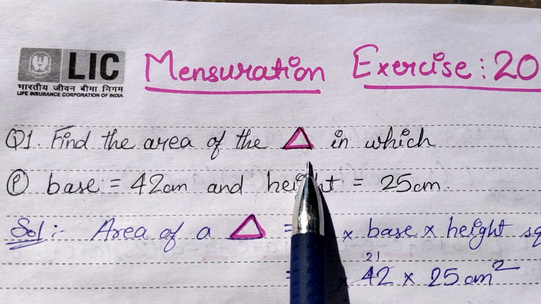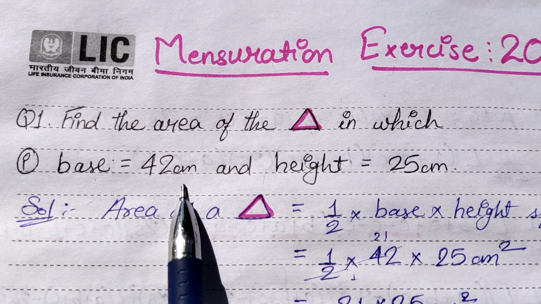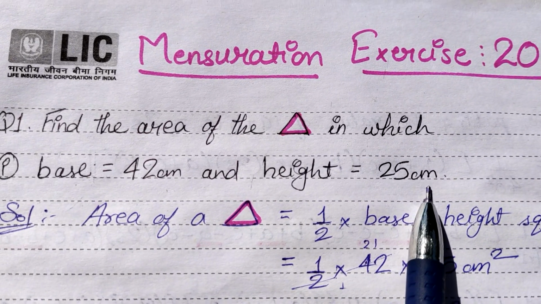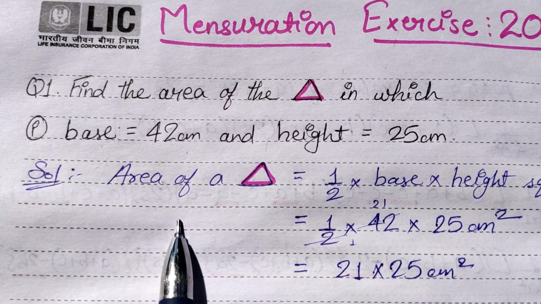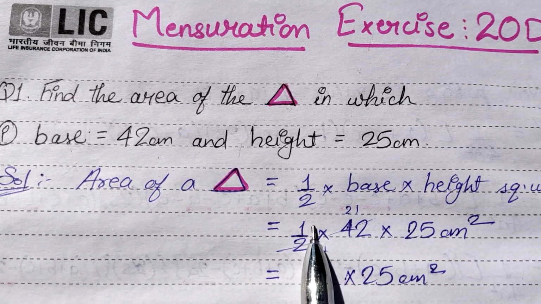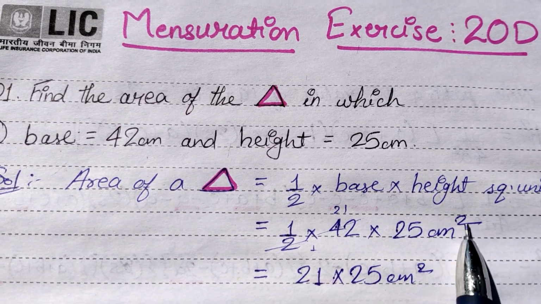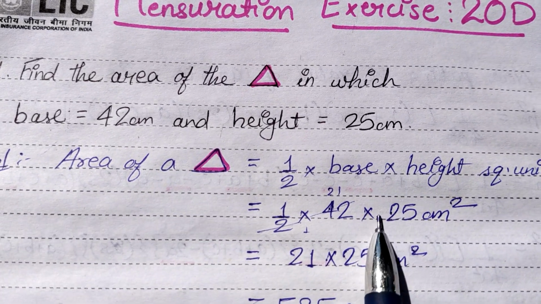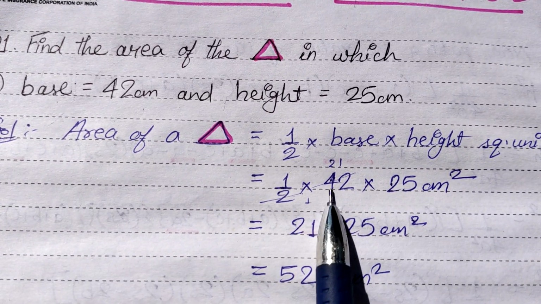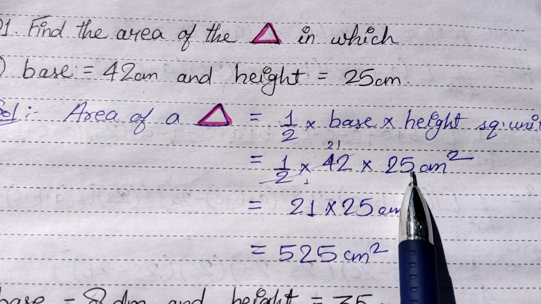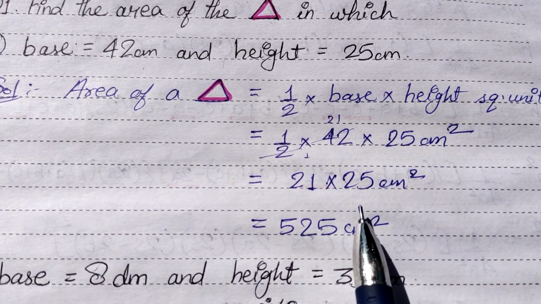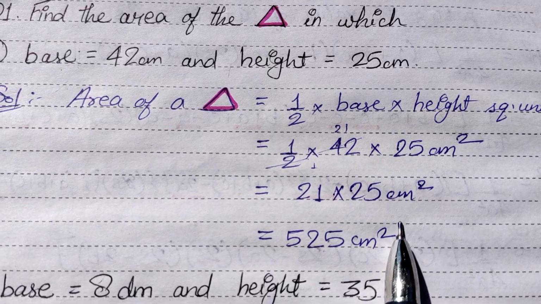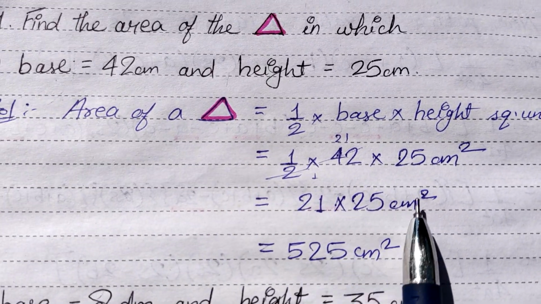Find the area of the triangle in which base is 42 cm and height is 25 cm. Now we know that area of triangle is equal to 1/2 into base into height square unit. So here we have base 42, height 25. Put these given values in the formula. We have 1/2 into 42 into 25. Calculating this, we have 21 into 25, that is 525 centimeter square as the area of the triangle.